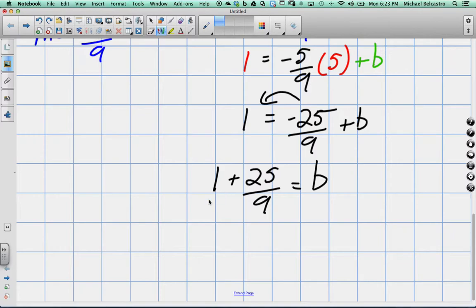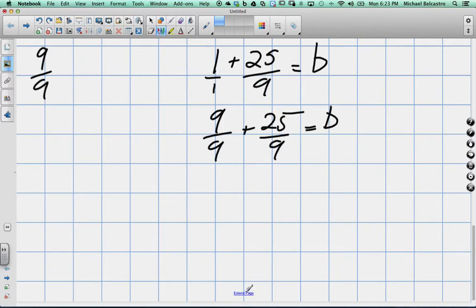But I'll quickly go over it. In order to add a fraction, you need to have like common denominators. And technically, this one is over the number 1. So I need it to be over 9. So in other words, I need it to become 9/9. Multiply by 9. Exactly. So 9/9 plus 25/9 is going to be our b value. 25 plus 9 is going to be 34/9 equals b.